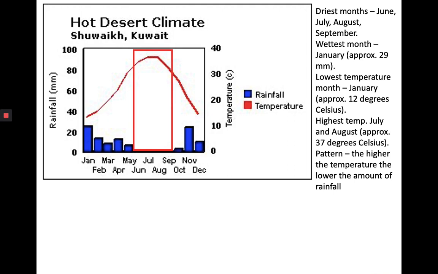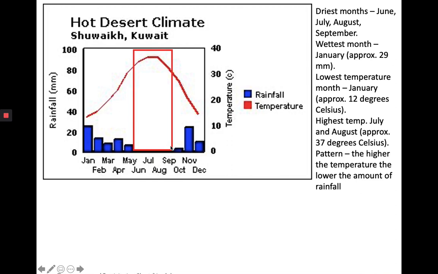Now the lowest temperature recorded on here is actually in January with 12 degrees Celsius. Okay, so not as hot as you might have thought. So we can have extreme high temperatures, but it can have quite low temperatures throughout the night in a desert. And the highest temperature is in July and August. That's approximately 37 degrees Celsius on this climate graph. And the pattern that you may have noticed is that the higher the temperature, the lower the amount of rainfall.